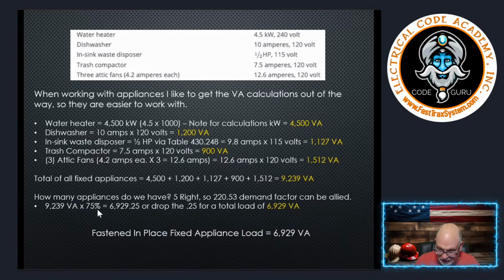All right, so I'm going to do 9,239 times 0.75, and that's going to give me 6,929.25. So I'm going to drop that 0.25, and you could leave it if you want, but I'm going to drop it, and that's 6,929. And so that is what's going to be our new appliance application. So that's 6,929.